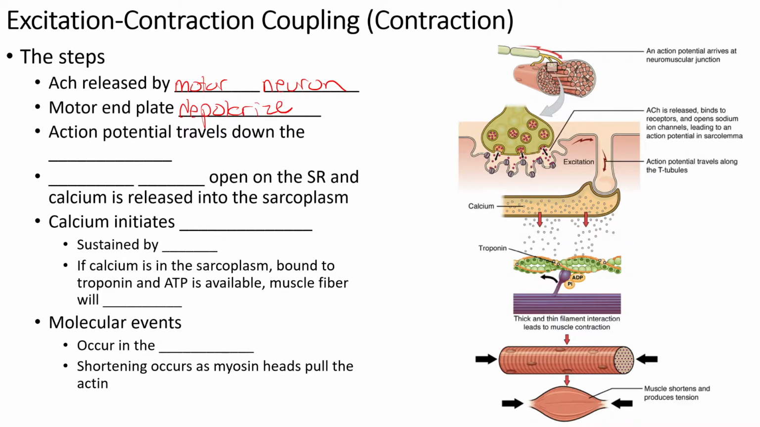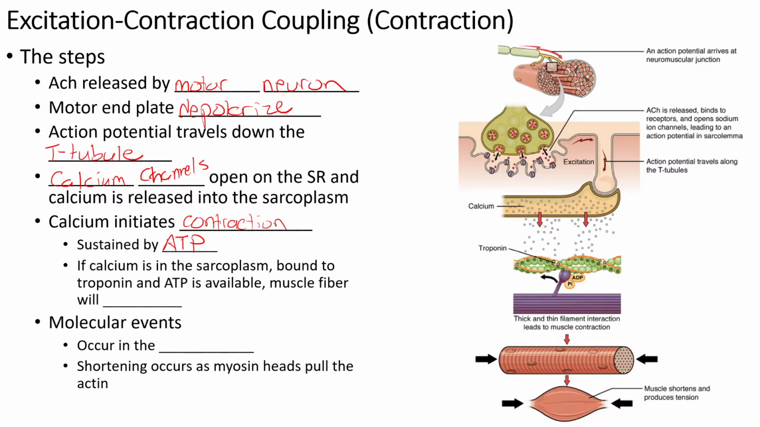The action potential is going to travel down the T tubule. Calcium channels are going to open in the sarcoplasmic reticulum, and then we're going to release calcium into the sarcoplasm. Calcium is going to initiate contraction. This contraction is sustained by ATP.